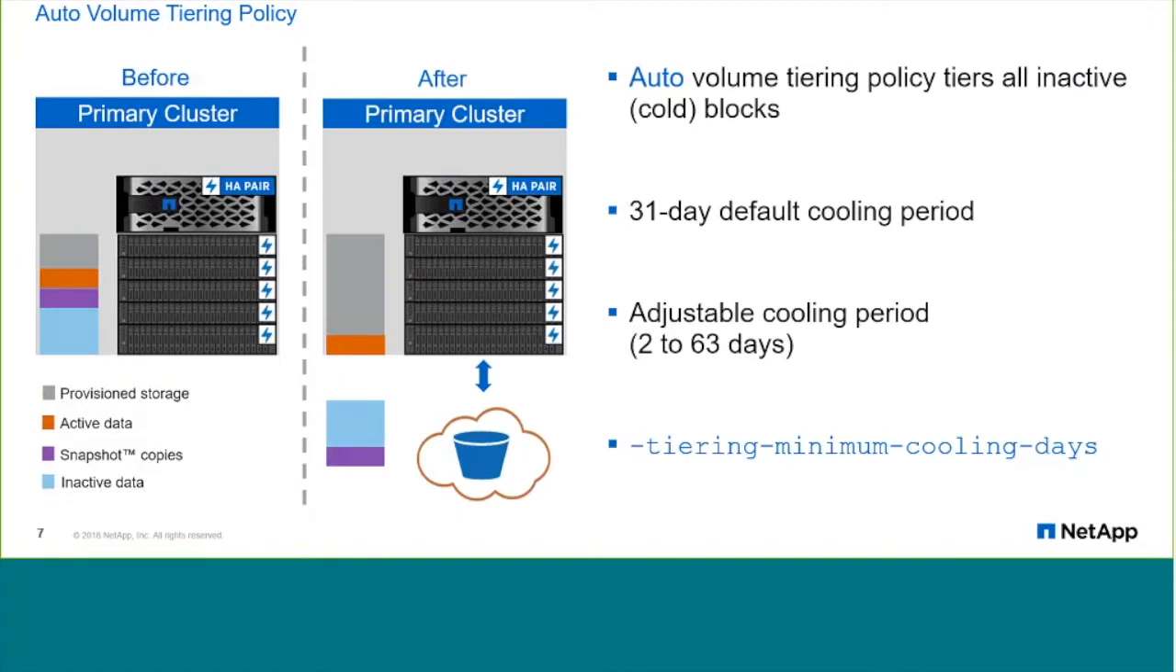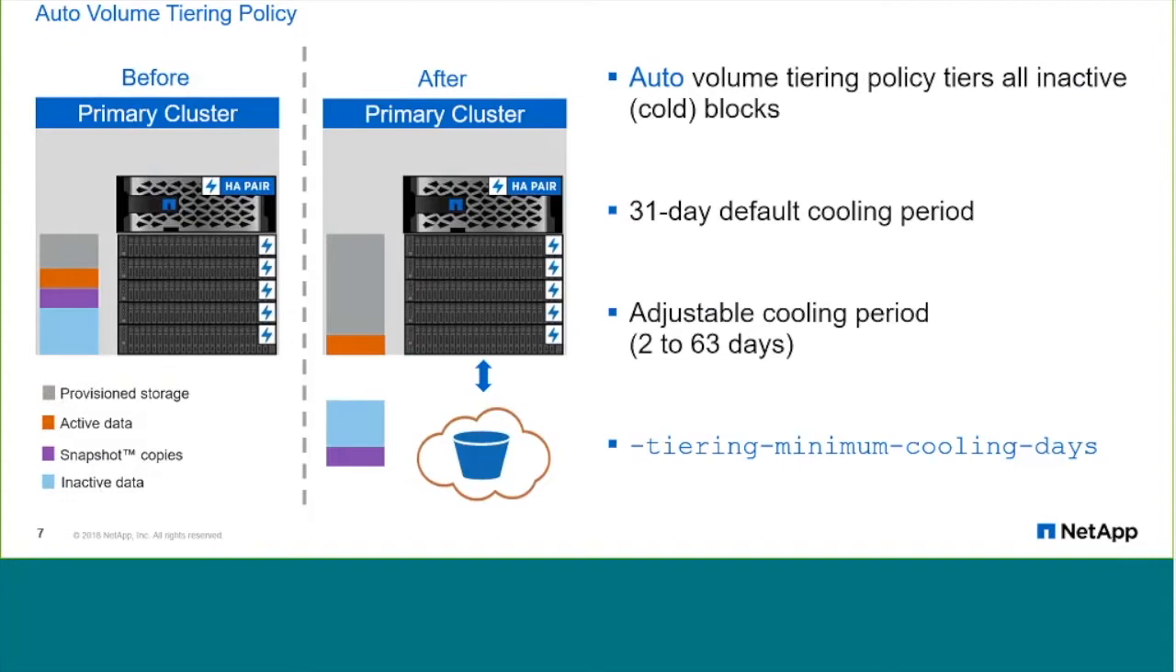Can we just tier the cold blocks of the active file system on our storage? Yes, as of 9.4, we can. You can see there is a 31-day default cooling period. So what does that mean? It means the moment you turn Auto on, you connect an aggregate to an object store, so you create a FabricPool, your volumes aren't automatically sent off to the object store tier, right? There's a cooling-off period for that to happen. By default, that's 31 days, and that's tunable, anywhere between 2 and 63 days.